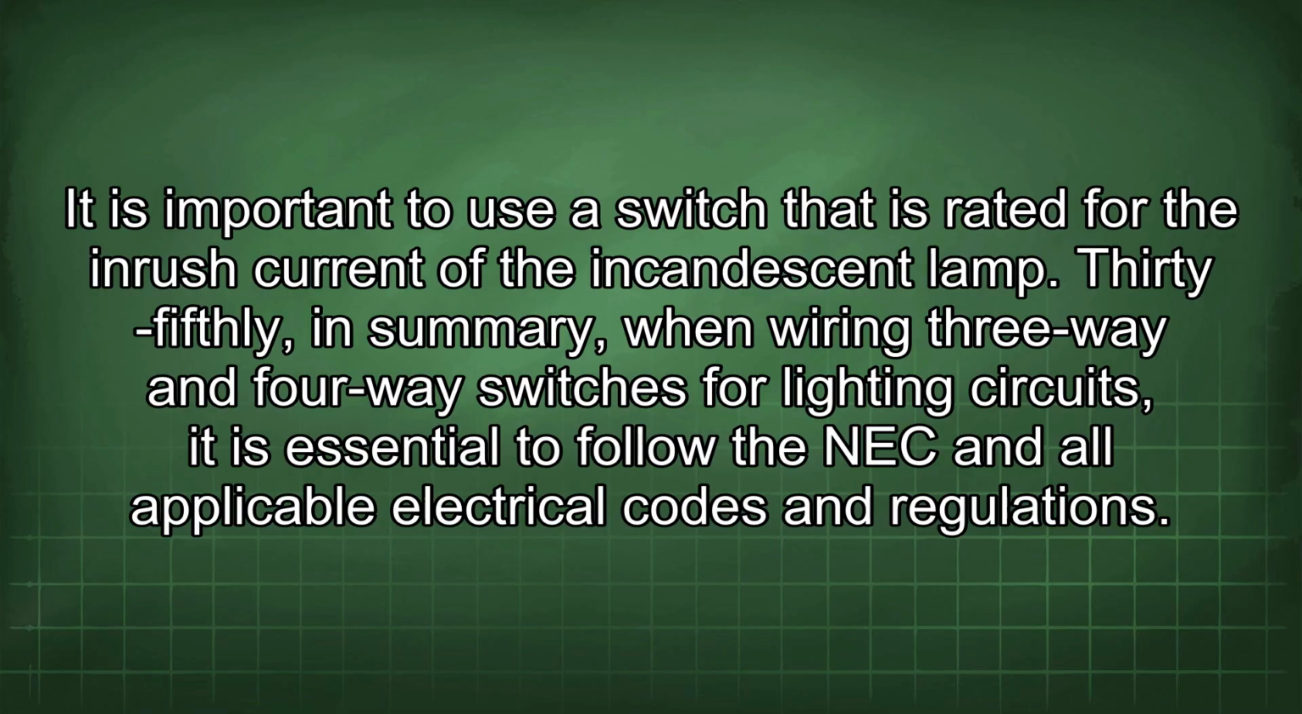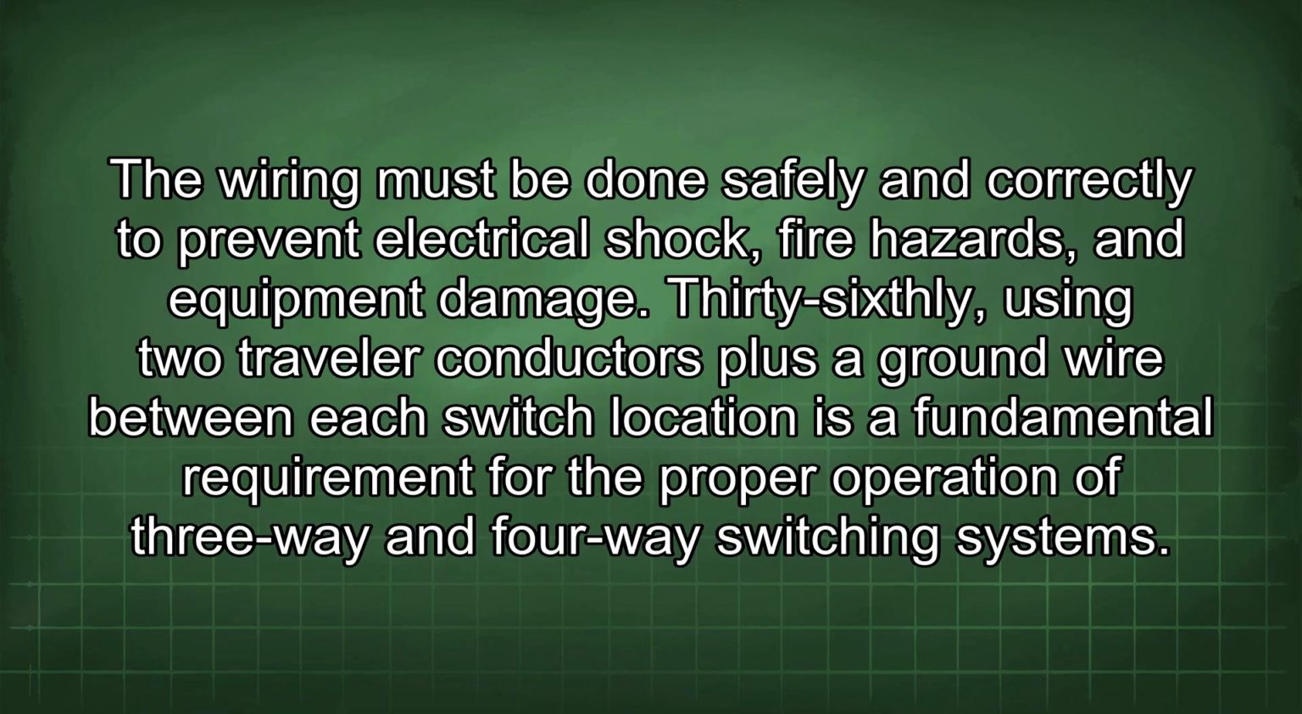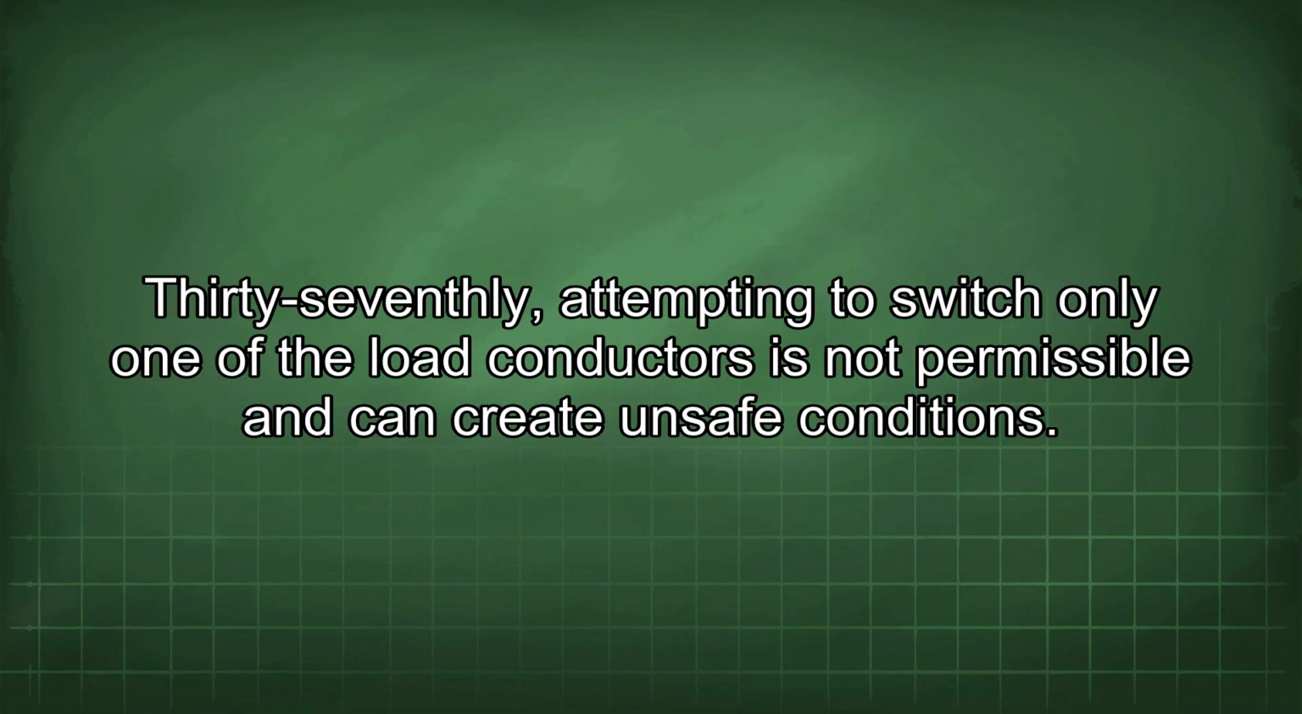35thly, in summary, when wiring 3-way and 4-way switches for lighting circuits, it is essential to follow the NEC and all applicable electrical codes and regulations. The wiring must be done safely and correctly to prevent electrical shock, fire hazards, and equipment damage. 36thly, using 2 traveler conductors plus a ground wire between each switch location is a fundamental requirement for the proper operation of 3-way and 4-way switching systems. 37thly, attempting to switch only one of the load conductors is not permissible and can create unsafe conditions.